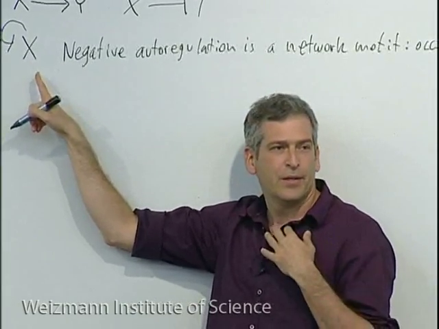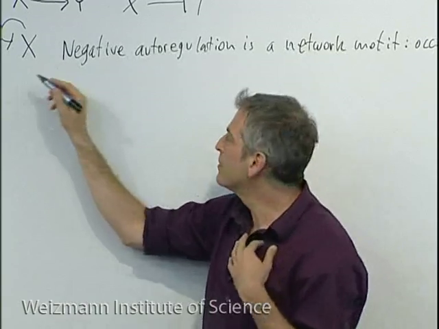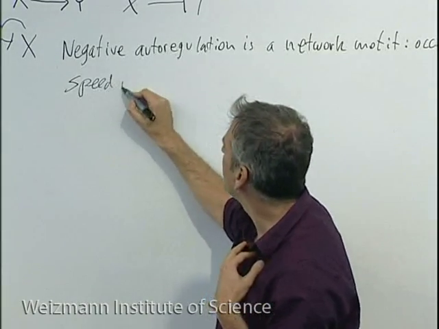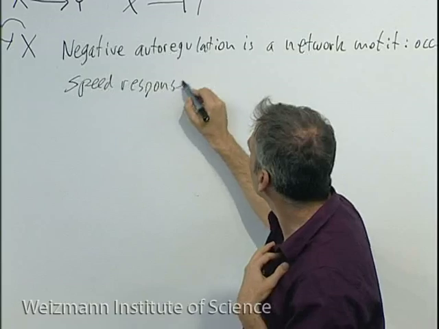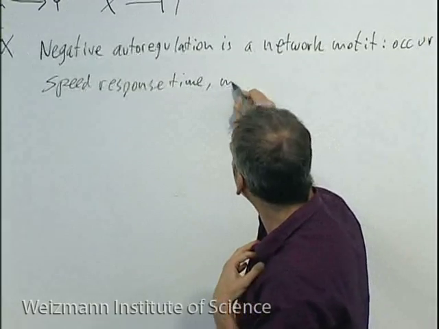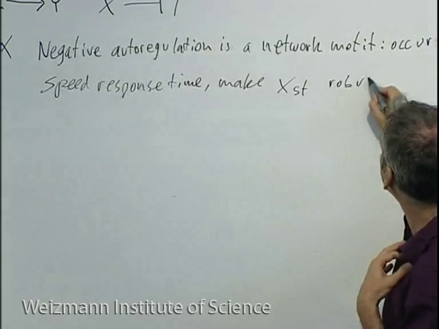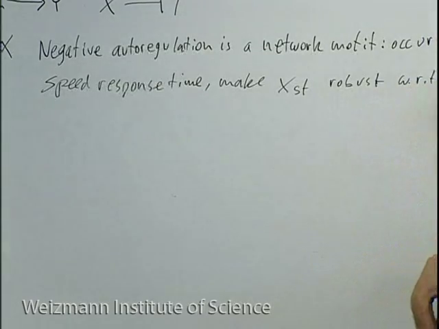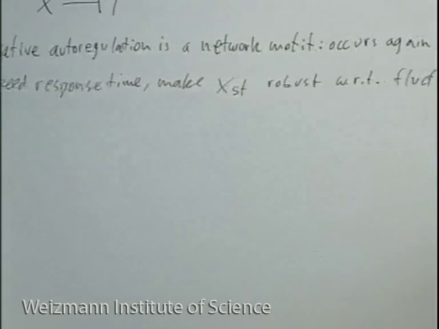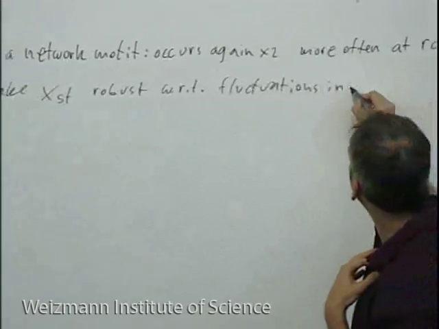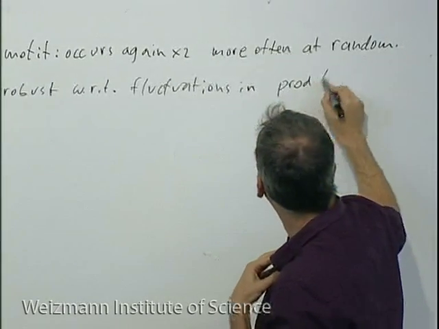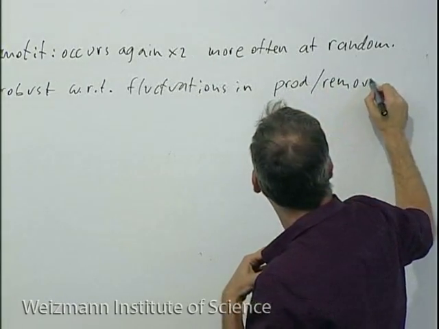For example, we saw that negative autoregulation can speed the response time and make the X concentration robust with respect to fluctuations in production and removal rates.